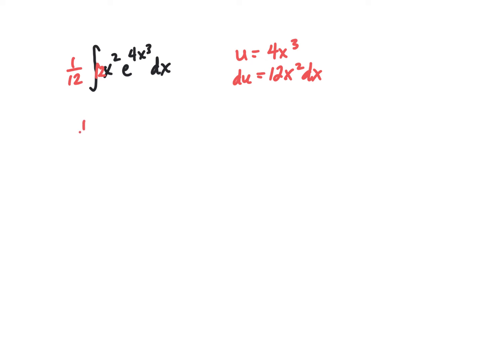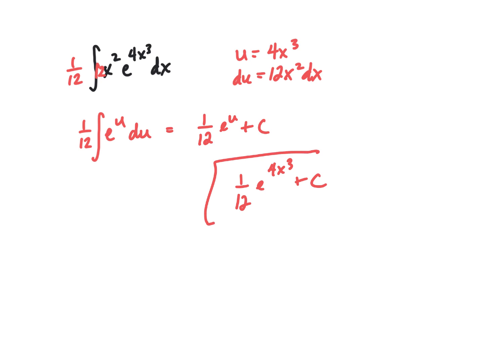So we have our 1/12 in our rewritten integral. And it's going to be e to the u, because this was replaced with u, and then the 12x squared dx is all just going to be written as du. The antiderivative of e to the u is e to the u. Let's go back and finish up with x's. Like that.